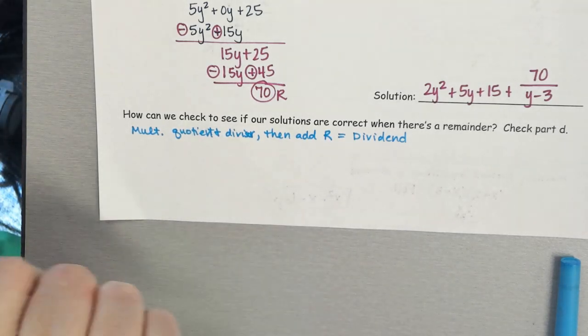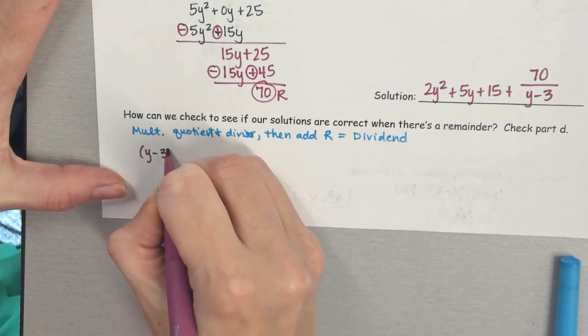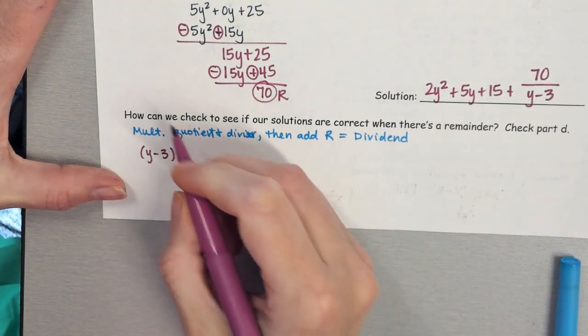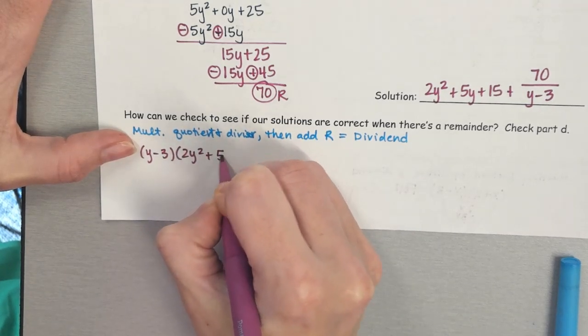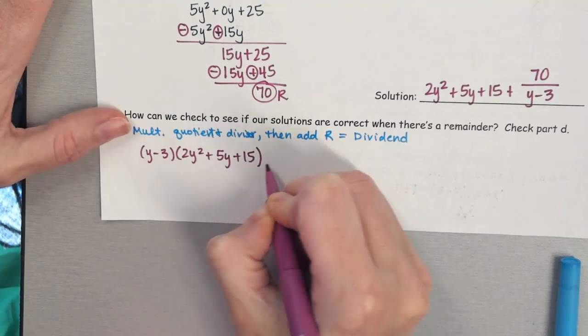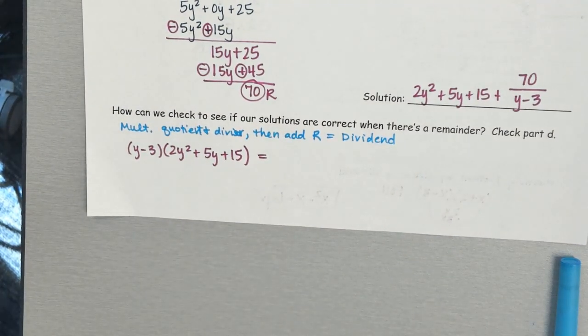Okay, so I'm going to have you guys just do this first part first. So you're going to multiply your quotient and your divisor. So the quotient is the 2y squared plus 5y plus 15. So this is exactly what we did in our earlier section. I'll give you a minute to do that, and then we'll add the remainder together.